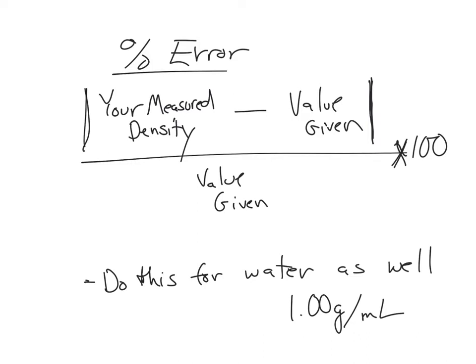I want you to do that as well on the top for the water. We know that water is 1.000 grams per milliliter. So if you have not completed that, get your percent error formulas calculated and done.